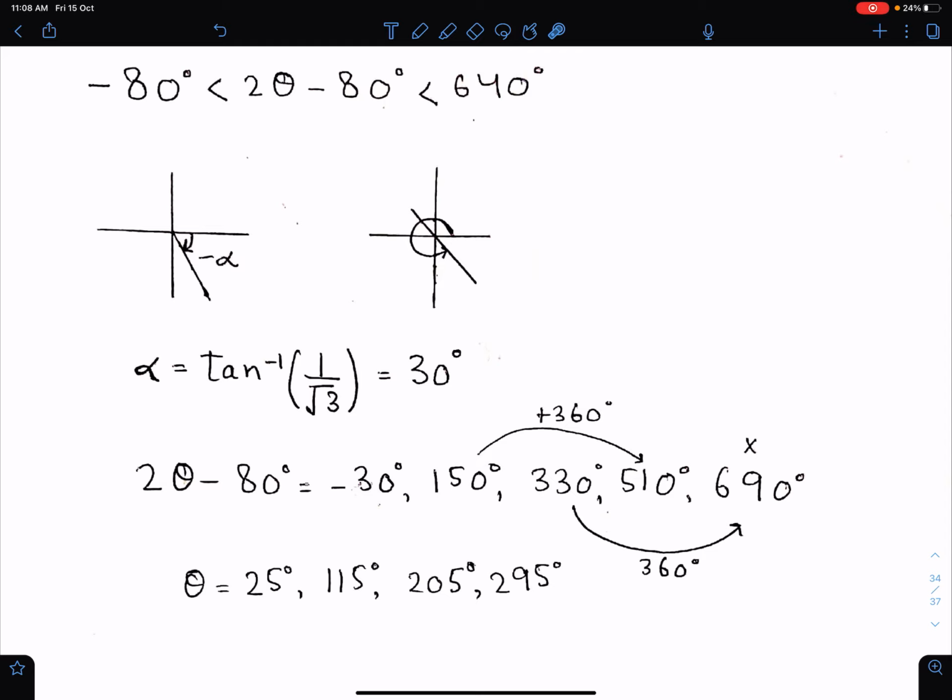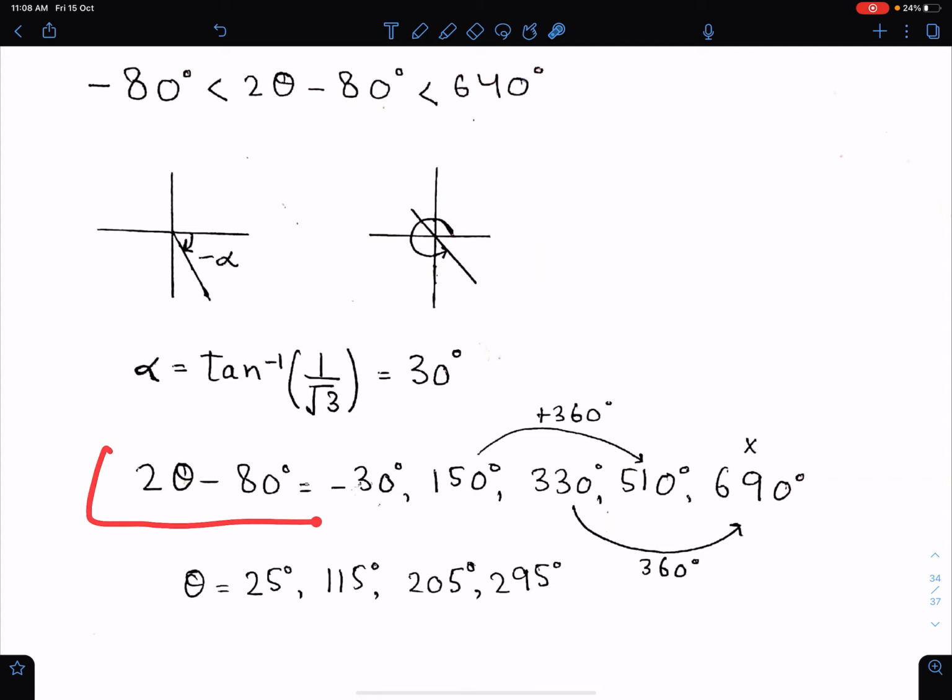Now the first answer will be 30. This one. This is here. The second answer should be this one, 150. The third answer will be this, 330. Now for the second cycle, add 360 into these two answers. So when you add 360 into this, you will get this. When you add 360 into this, you will get this. But this answer is out of this domain, so you need to ignore this one. And the rest are fine.